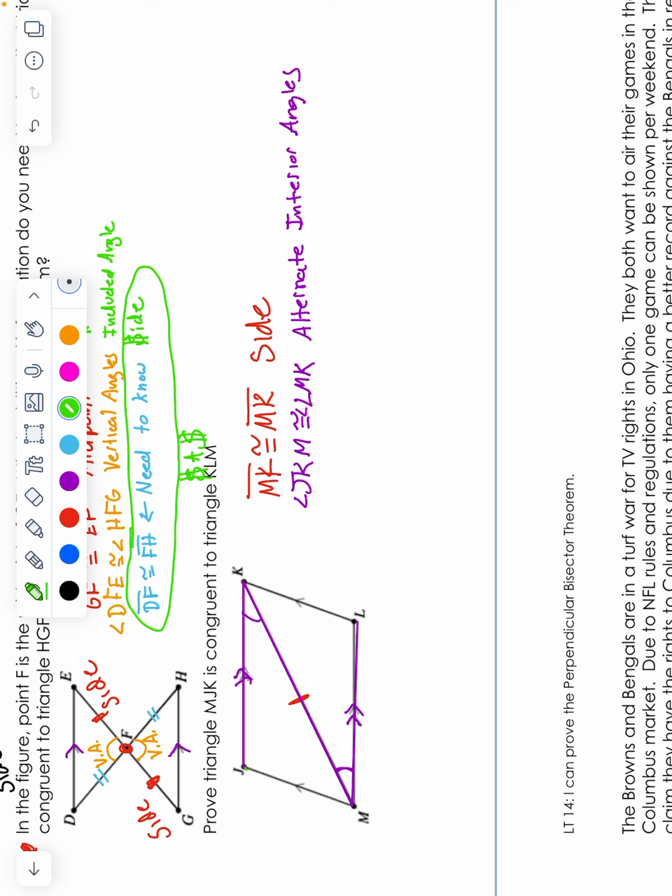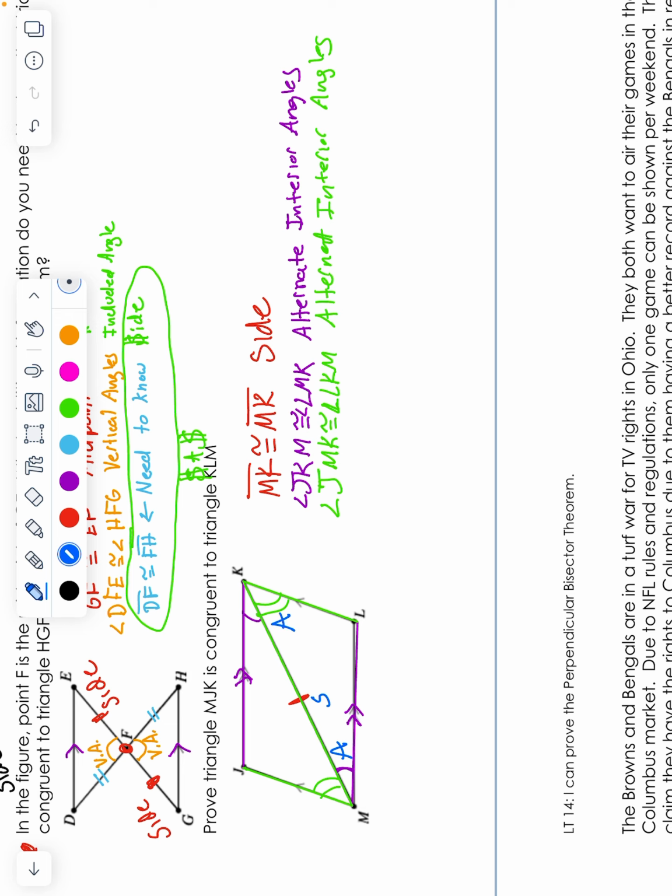Now here, it's because these lines are parallel as well. We have parallel lines cut by a transversal. And remember, a lot of times when we see parallel lines, not all the times, but a lot of times, we're going to have some kind of alternate interior angles. Angle JMK is congruent to angle LKM, those are also by alternate interior angles. Okay, so we do have an angle, side, and then an angle.